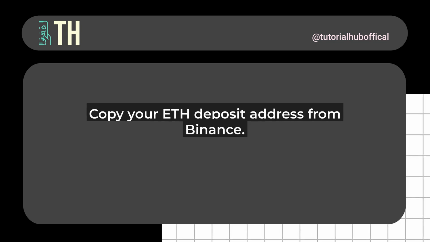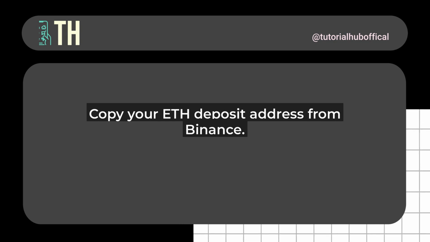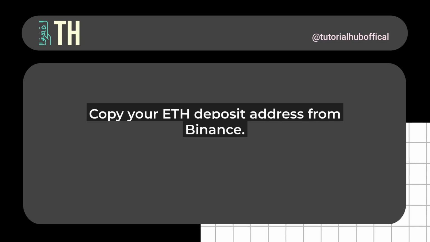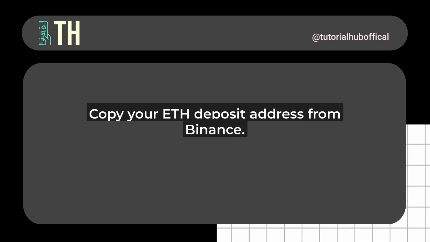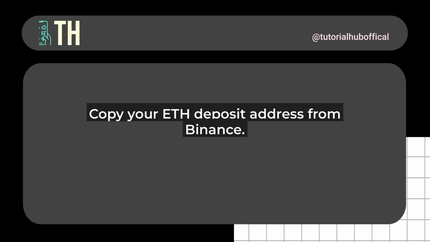Step 3. Now, head over to your Binance account. Go to your wallet section, select Ethereum, and copy your deposit address. Double-check that it's the correct network, like ERC20, to avoid any lost funds.